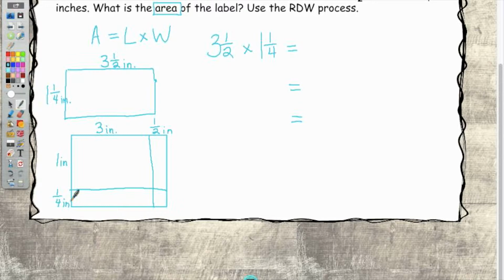Now I'm going to multiply. So 1 times 3, 3 inches squared, because I'm doing the area of this little rectangle. And then 1 times 1/2, one copy of 1/2 is 1/2, isn't it? 1/4 times 3, 3/4. 3 copies of 1/4 is 3/4. And 1/4 times 1/2, 1/8 inches squared. Okay? So now we've been adding these all up, haven't we?